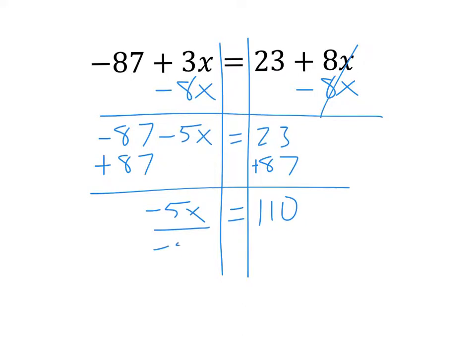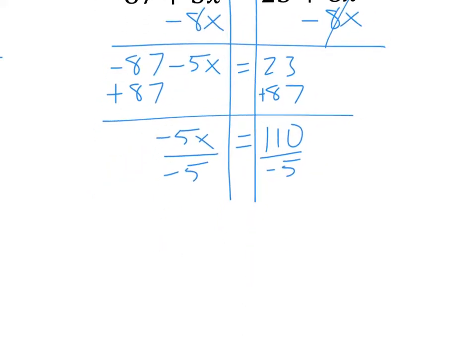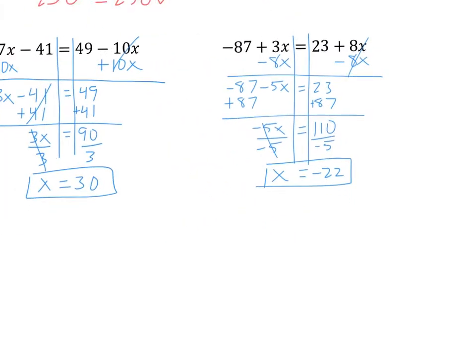So now we can divide by our negative 5. Don't forget that negative. Okay, and we will end up with x is equal to 110 divided by negative 5, which gives us negative 22. So that's our answer for that one.